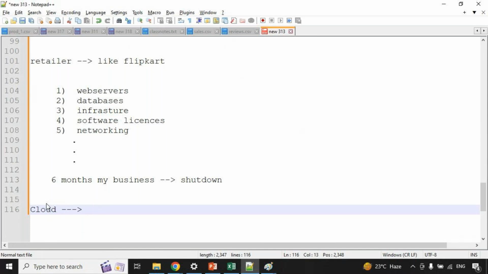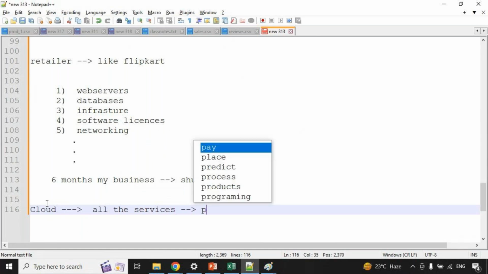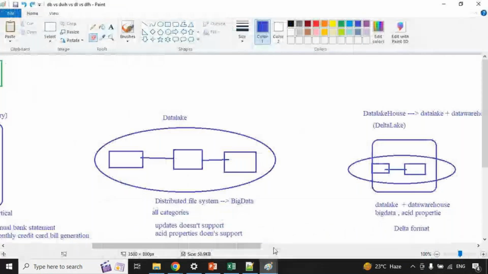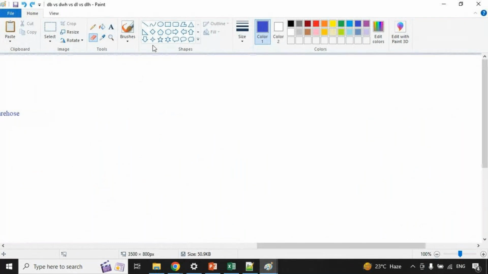Here, in the cloud, they provide all the services and you can use them. Consider an example. I am sitting at home, using a laptop. For the laptop, I get the power from the power socket.